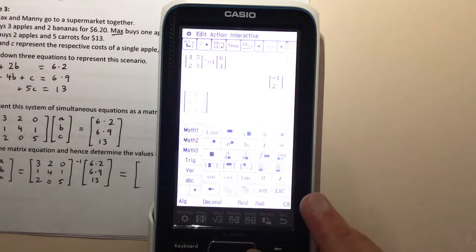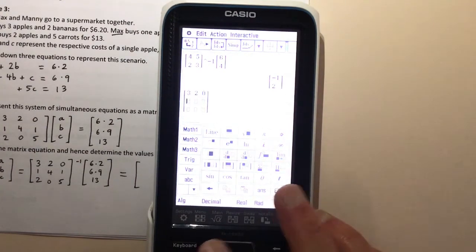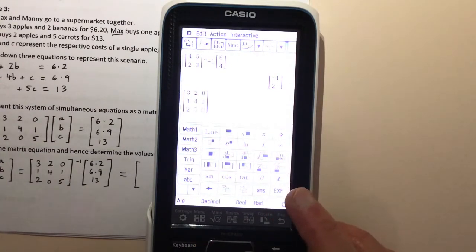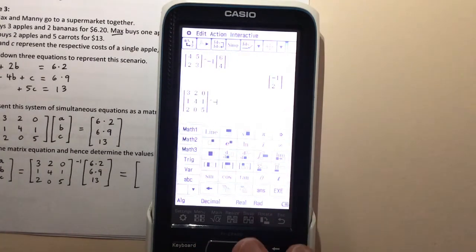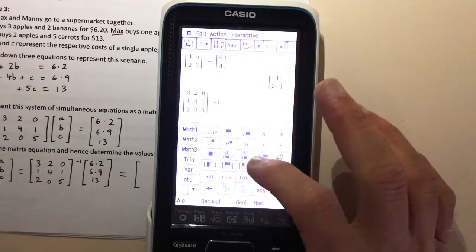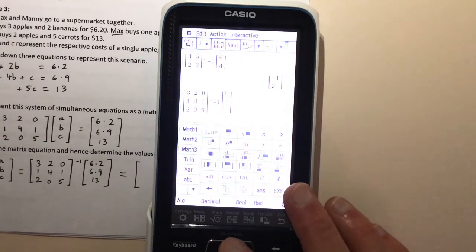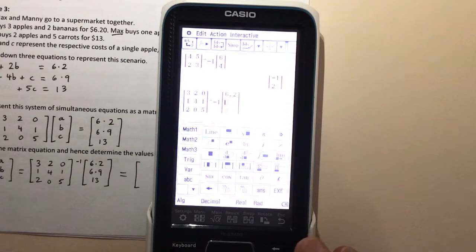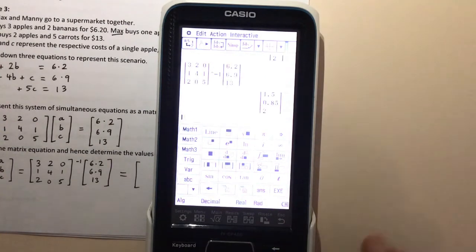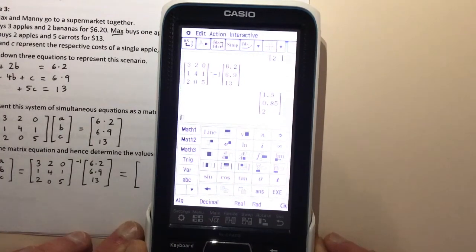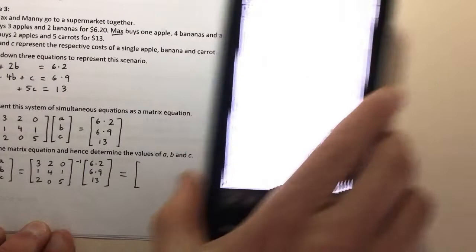It's definitely a good idea, as you're looking through these examples, to have your calculator handy and do these yourself, because it's one thing to watch someone else do it, but you need to know how to do it quickly and accurately for when you do a SAC and the exam at the end of the year. And as you can see there, we get 1.5, 0.85, and 2.